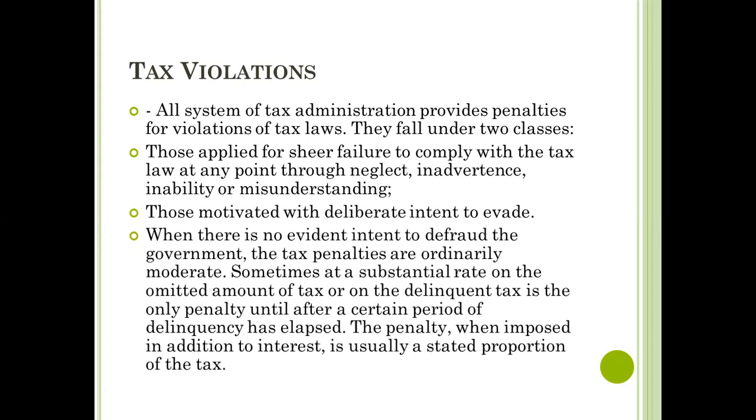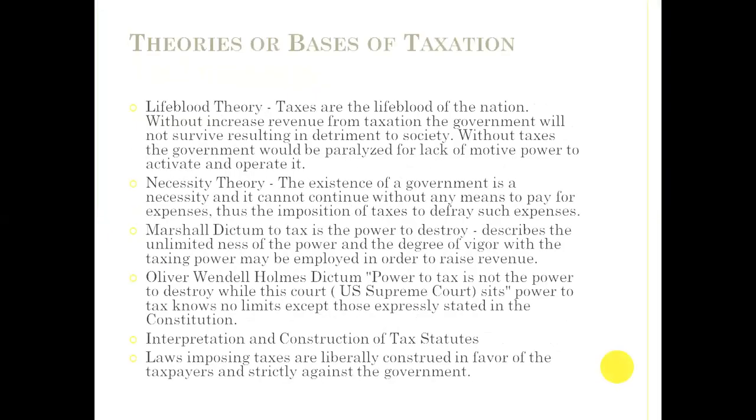So when there is no evident intent to defraud the government, the tax penalties are ordinarily moderate. So sometimes it is at a substantial rate on the omitted amount of tax, or the delinquent tax is the only penalty after a certain period of delinquency has elapsed. So ito yung for our tax violations.